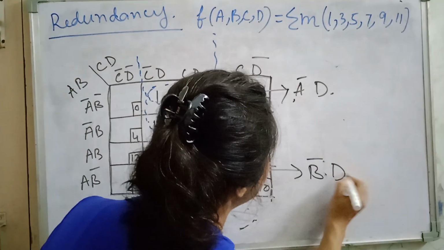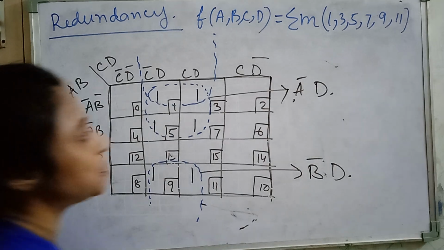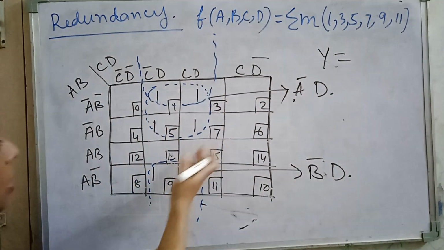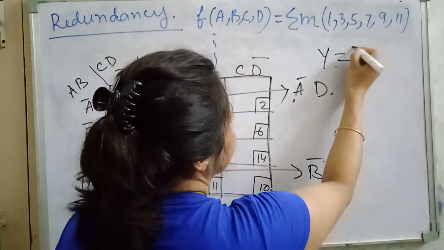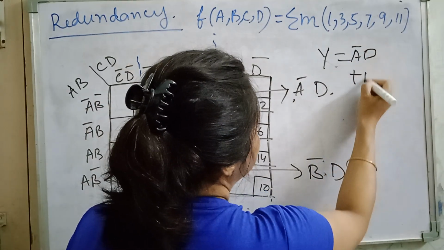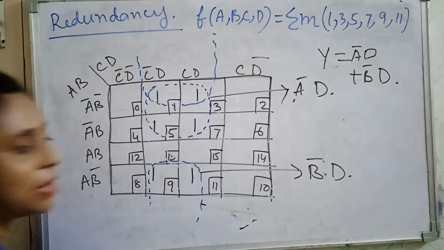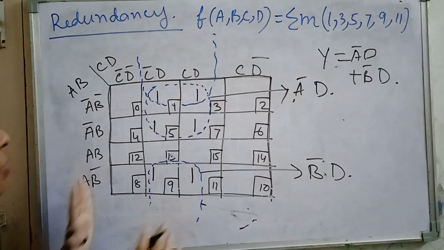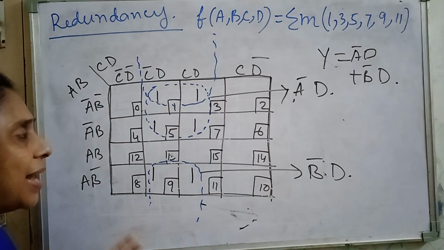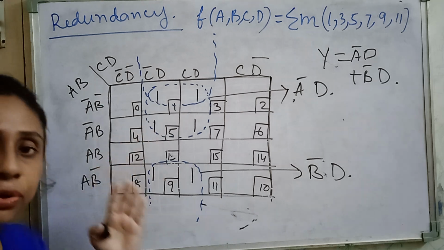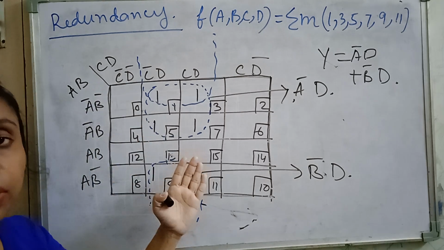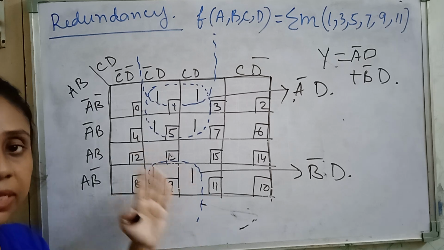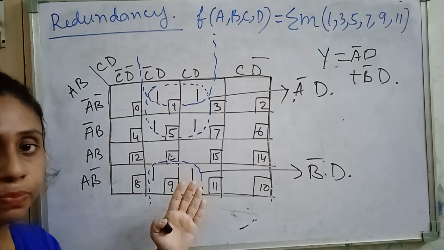So what is the minimized expression? The minimized expression is y equal to A bar D plus B bar D. This is the minimized expression. Now see, all the ones are in some groups. Is there a single one which is not yet grouped? No. All the ones we have successfully put in groups.